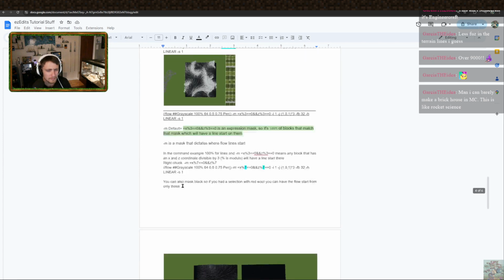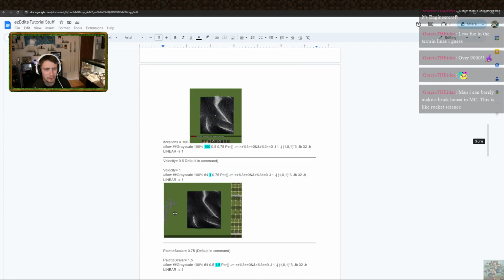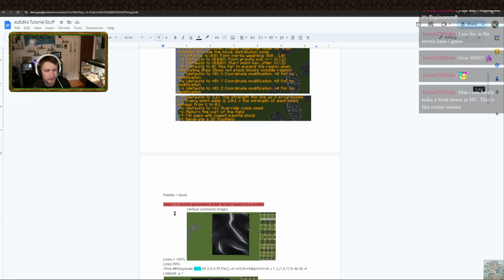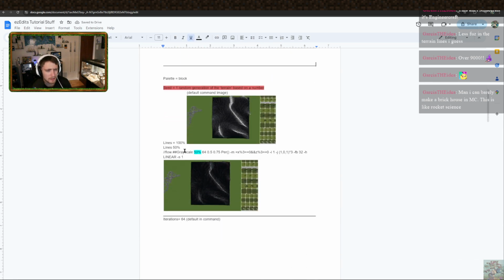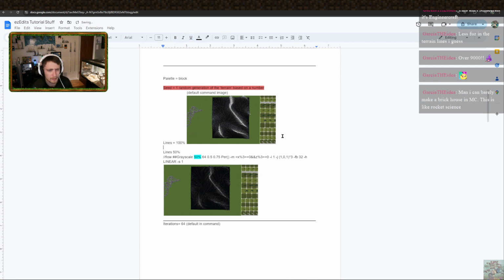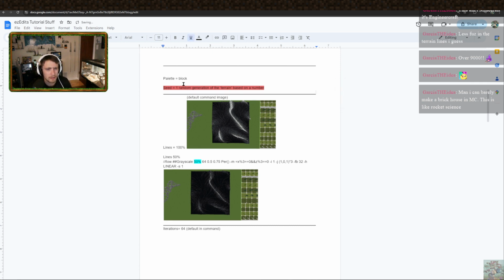Okay. Yeah, this is just becoming more and more complicated as we go, but that is a-okay. Okay, put a line there just so I'm good. Lines, so palette. Yeah. Default command image. Let's go ahead and, oops. Yeah, lines 100%, lines 50. Oh wait, whoops. Let me just do seed. Put that there just so that I know these are two different things.